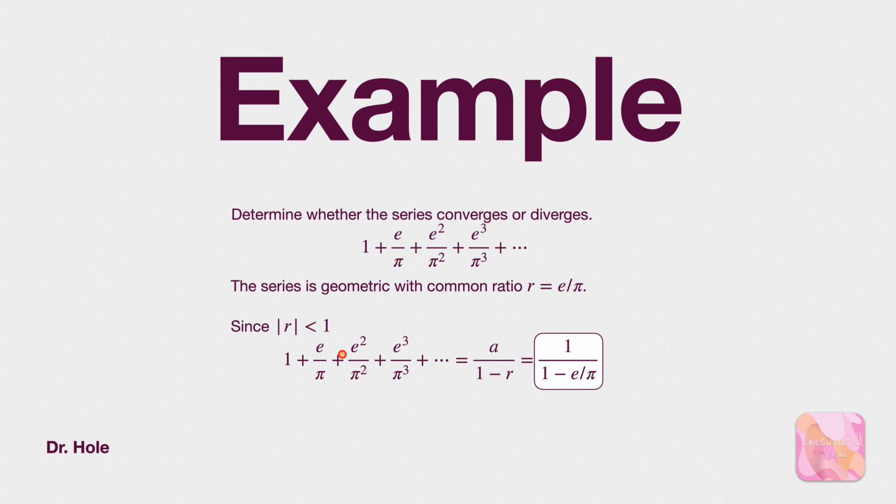So, what do we get? We get that this converges, the geometric series converges. What's the formula? You take the very first term, quotient that with 1 minus the common ratio. What is the very first term? 1. So we get a numerator 1. What's the denominator? 1 minus the common ratio. 1 minus e over pi. Nice. So this geometric series converges, and we can actually find the limit it converges to.